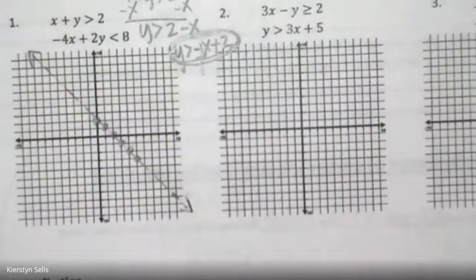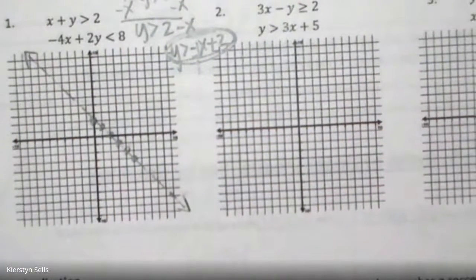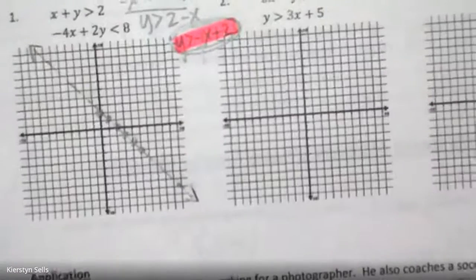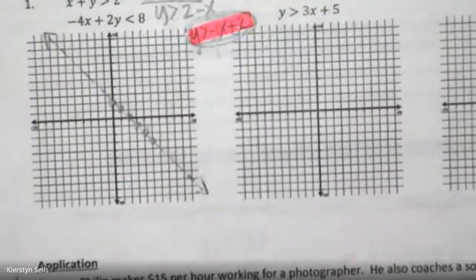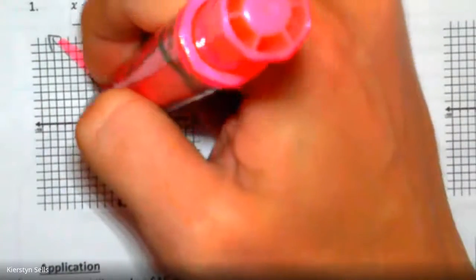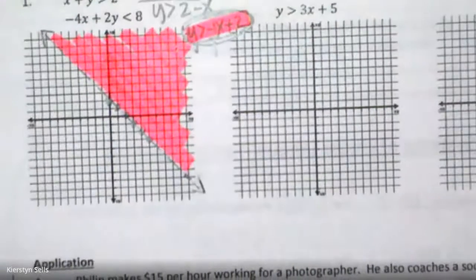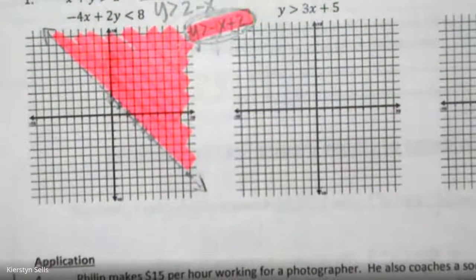It's a dashed line. Now, am I shading above or below? Greater than is above. So remember, y-intercept above there. So it's got to be this area here. Okay? Use your highlighters right now.